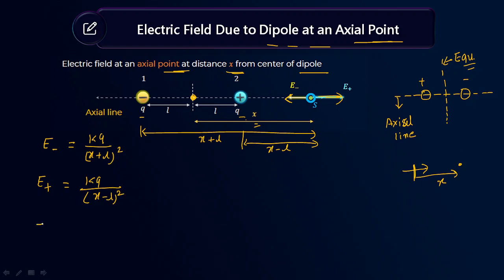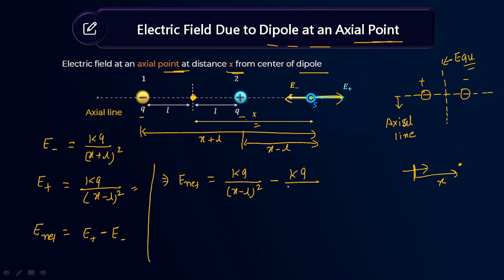Now if I want to write E net, so can I say that E net will be electric field due to both the charges. So electric field due to positive charge, now direction is opposite, so we can write minus electric field due to negative charge, right? So now put the values, simple. So we can write E net, that will be equals to E due to positive charge. So that is equals to KQ divided by (X minus L) square. Now minus KQ divided by (X plus L) square, right?